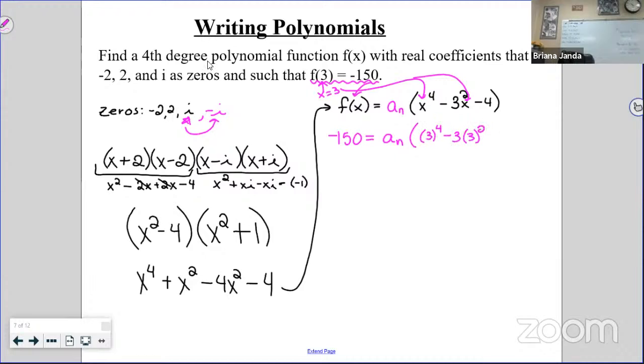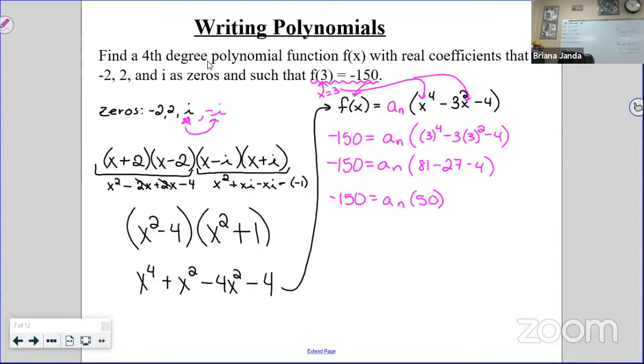Does anyone recognize this one? Wasn't this like our warm-up yesterday? Told you it was going to show up, didn't I? Yeah. So cleaning this up, I know it cleans up nice because we did this one yesterday. 3 to the 4th is 81. This is where I'd be grabbing my calculator. 3 squared is 9 times -3 is -27, which when we put all that together, we got 50, right? And right now they call it a sub n.